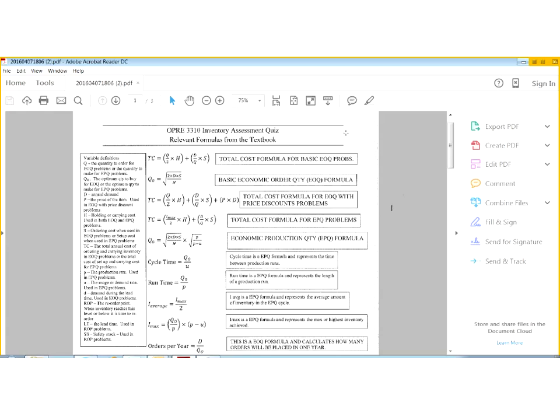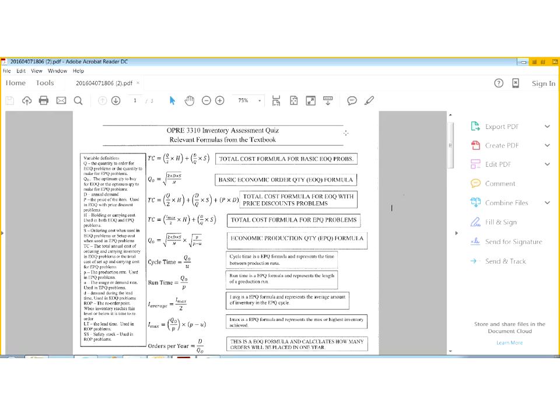The fourth one is the total cost formula for the economic production quantity problem, and you will have one of those. The most common mistake that students make in this quiz is using the wrong total cost formula. So just remember, it's the one on top and it is the fourth one down. Those are the two that you need.